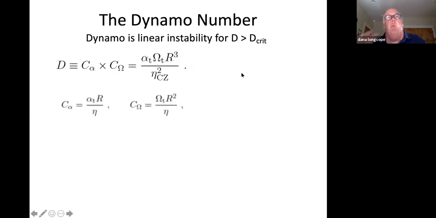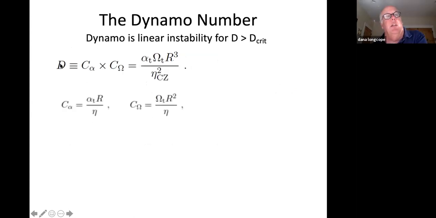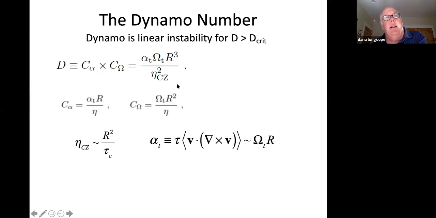More importantly, what they give you as an equation is something known as the dynamo number. And that is a product of these two dynamo numbers, something that's involved with the toroidal to poloidal field conversion, C sub alpha, and then the differential rotation, C sub omega. The product of those two gives us a dynamo number D. Okay, and when you put it all together, you have this alpha turbulent, omega turbulent, the radius of the star cubed, over the convection zone turbulent diffusivity.